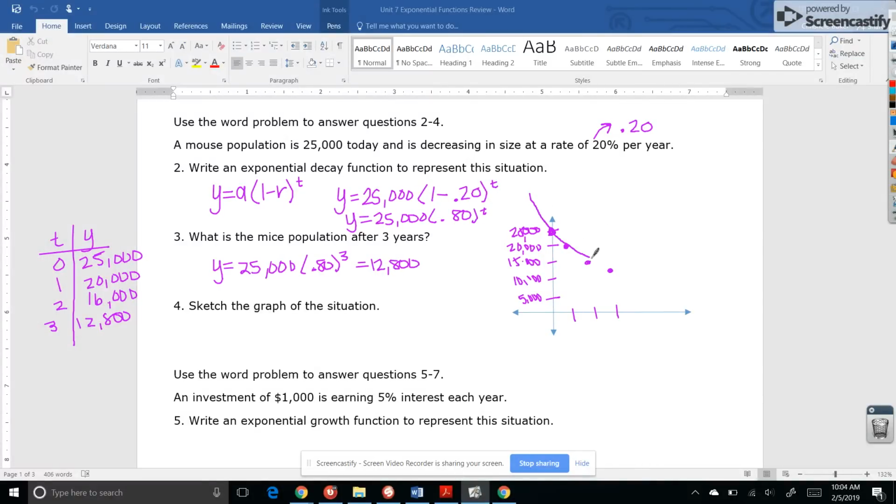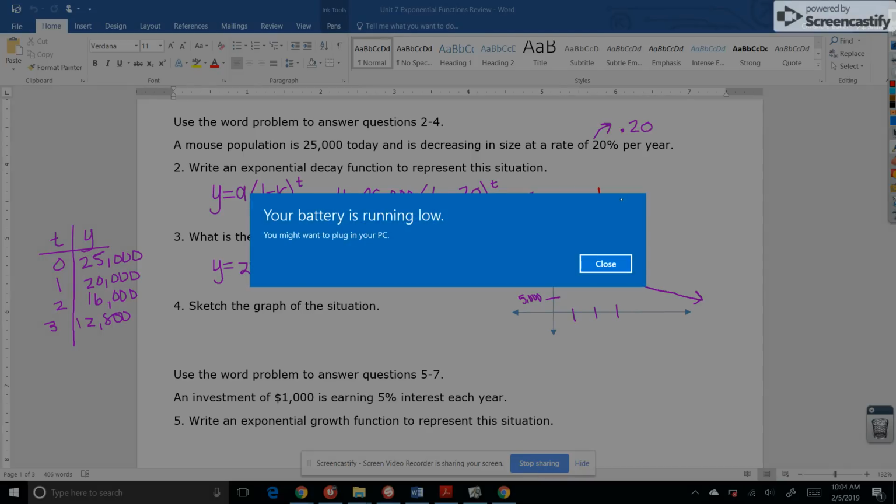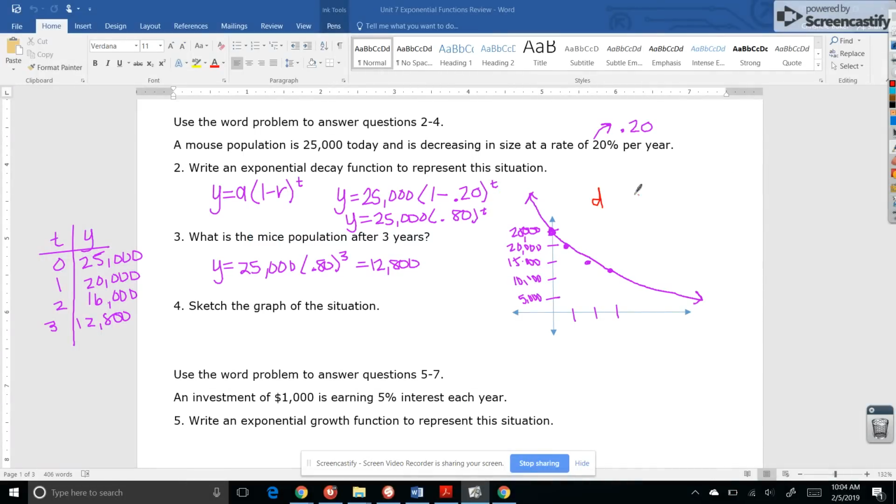So I have my exponential decay function because it's going down from left to right. So this is called decay. It's decreasing from left to right.